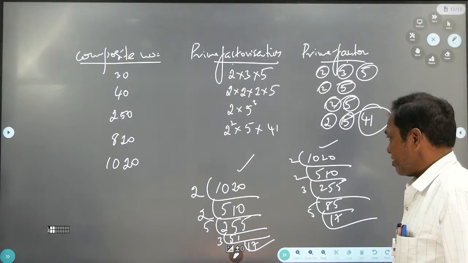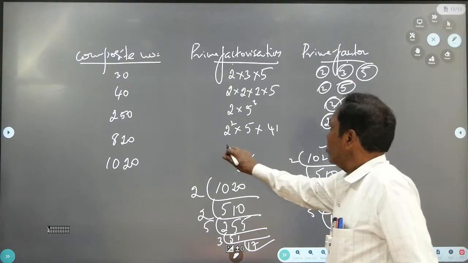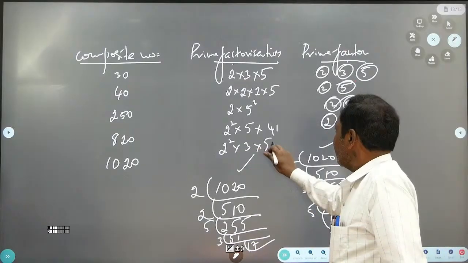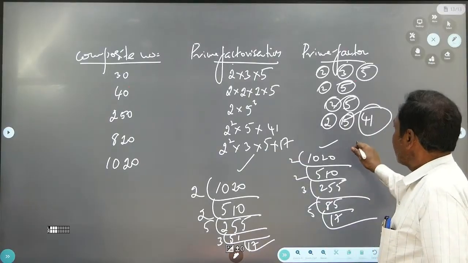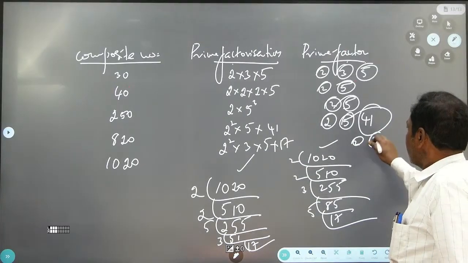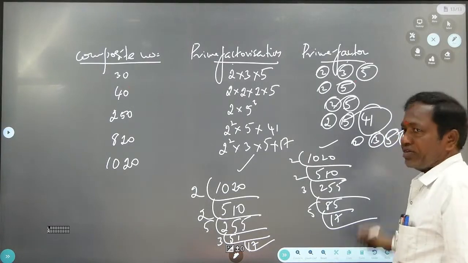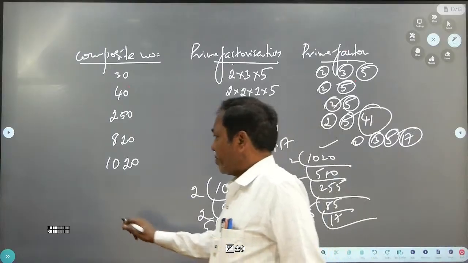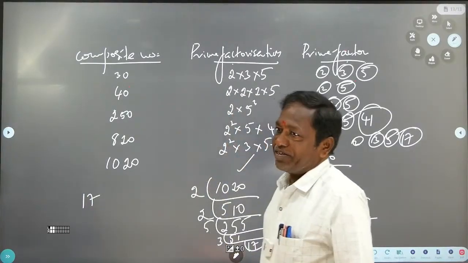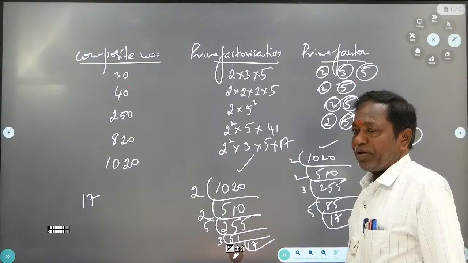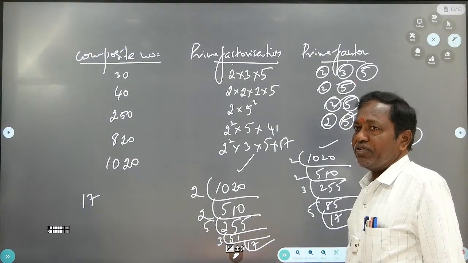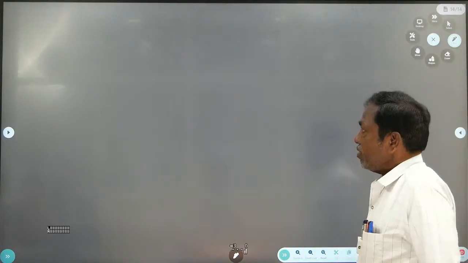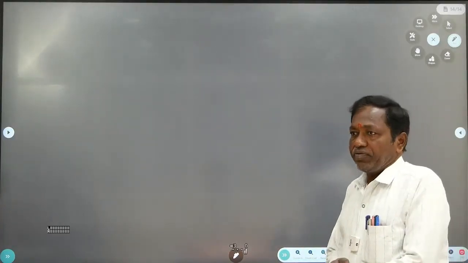What are the prime factors? You can see 2 square into 3 into 5 into 17. And what are the prime factors? 2, 3, 5 and 17. So this is the LHS equal to RHS. But again, if you write for a prime number, there is no factorization. Prime numbers do not have factors other than the product of 1 and 17. 17 itself is a factor. It's like that. Now the composite number part is over now.